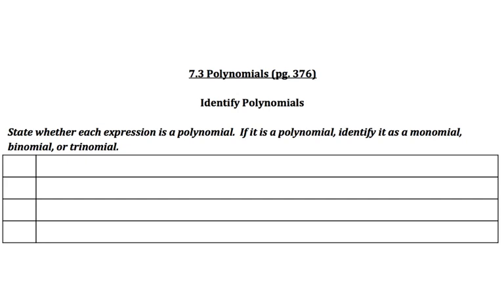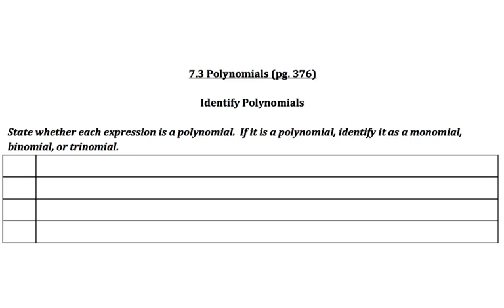Okay, 7.3 is polynomials. With this whole chapter also being called polynomials, we were led into 7.3 with 7.1, which was all about multiplying and dividing monomials, and then 7.2. So instead of just being one term, now these are going to be multiple terms.